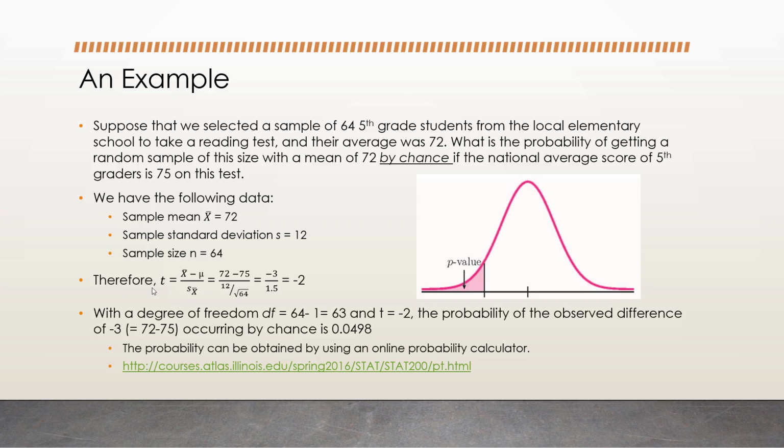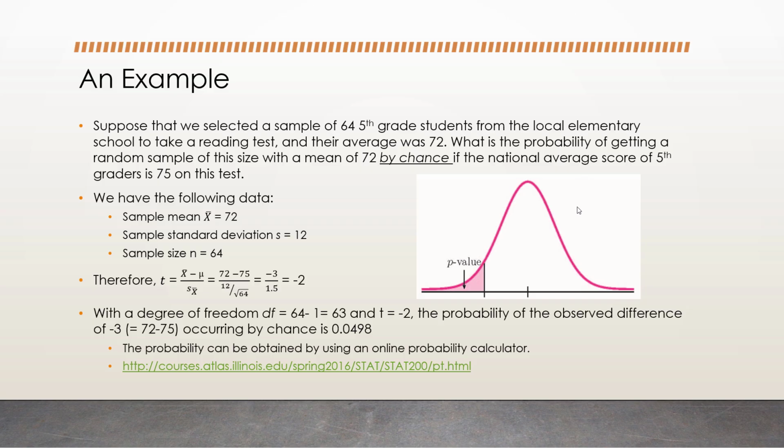The t-score, which is calculated the same way as the z-score, is t equals the difference between the sample mean and the population mean over the standard error. In our example, the standard error is 12 over the square root of 64, which is 1.5, and the t-score is 72 minus 75 over 1.5, leading to a value of -2.